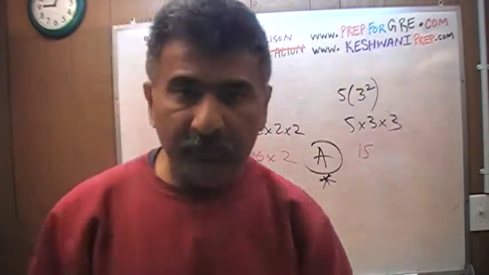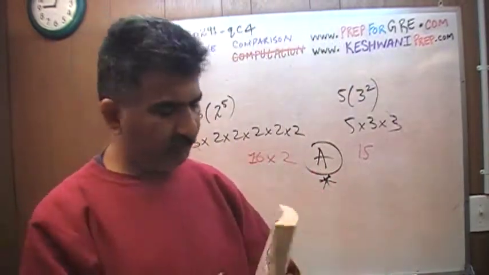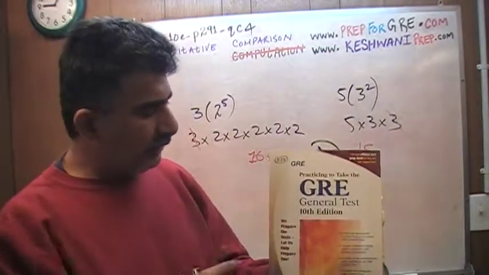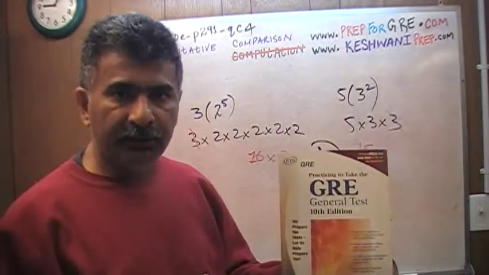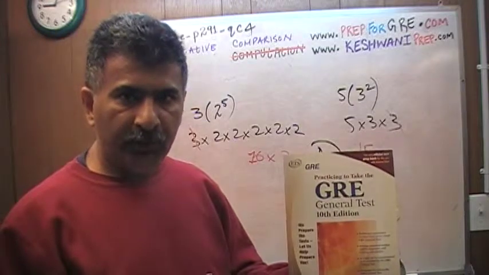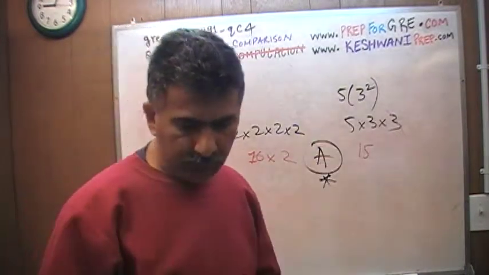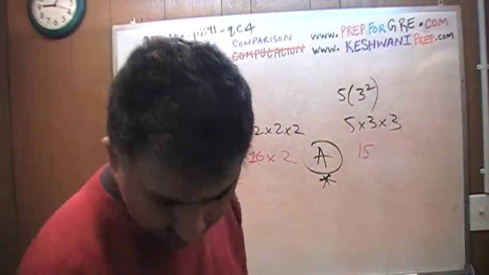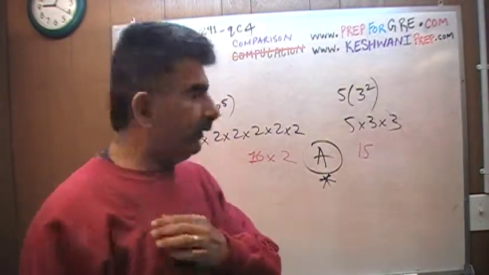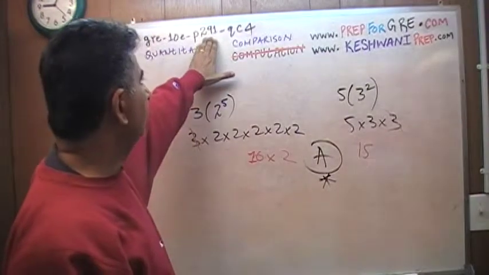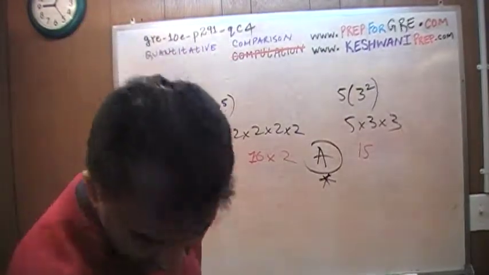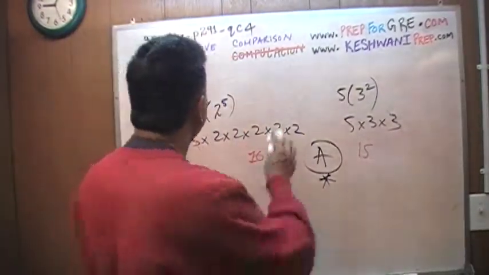Keshwani. I have been solving math problems for GRE out of this book here, practicing to take the GRE General Test, the 10th edition. If you do not own this book already, and if you're thinking about sitting for the GRE, it's imperative that you get hold of this book immediately. The problem that I'm about to solve is the one that you're going to find on page number 291, quantitative comparison question, number 5.